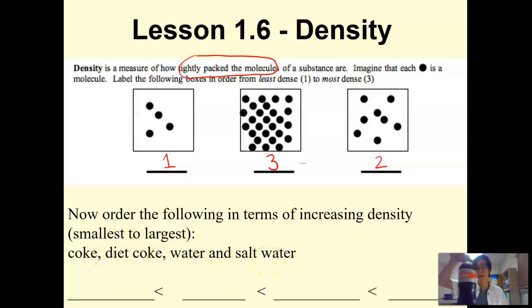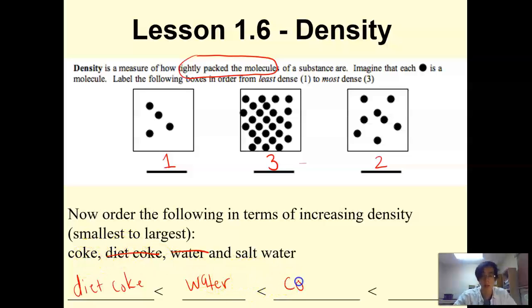So we saw that Diet Coke was the least dense because it floated in water. So I'm going to say Diet Coke over here is less dense than water, right? Now let's look at what water was less dense than compared to what's left over. We've got water down, we've got Diet Coke down, and water was less dense than Coke, because Coke was able to sink because it had a greater density than the water in the container, okay?